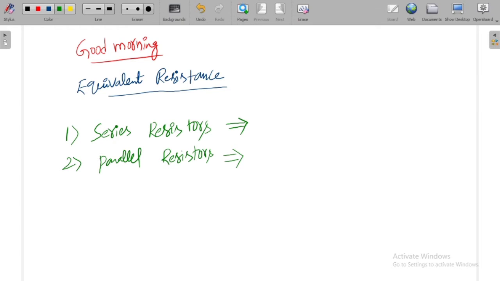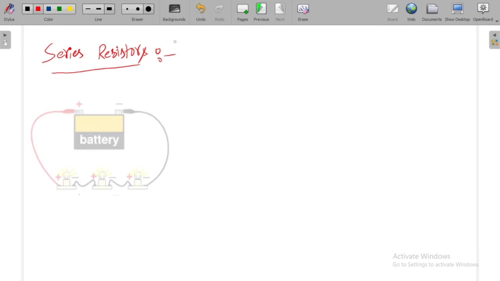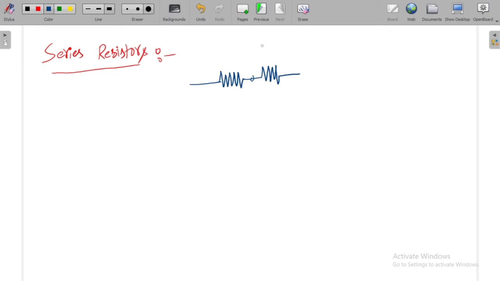First of all, we need to understand what is meant by equivalence. So we will understand this equivalence concept in each and every case study. First one is the series resistors. Consider that there are two resistors, one resistor and this is another resistor. These two resistors are connected in series, right?